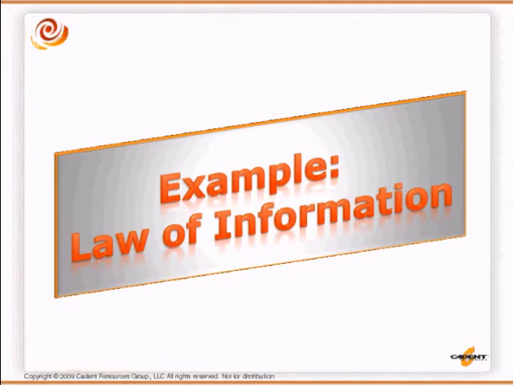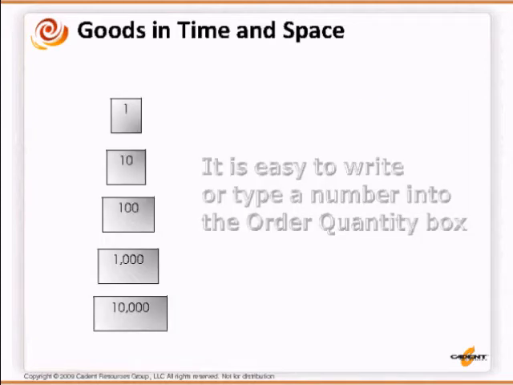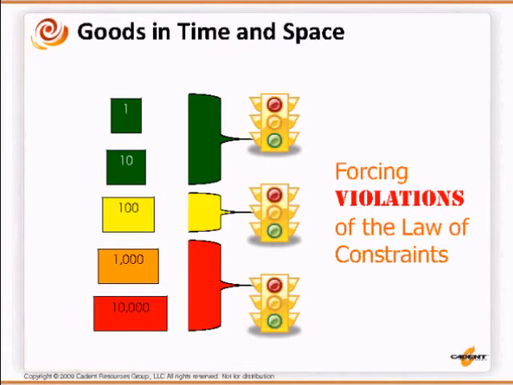How about the law of information? Let's take a look at that. What do we mean by this law? What's an example? Well, it's easy to write or type or enter a number into an order quantity form or box or page on a computer. I can enter one as easily as I can enter a million. So you can see that we can enter 1, 10, 100, whatever number we want. That doesn't mean that you can necessarily deliver it, and this information will move very quickly through the entire supply chain and cause problems if you've entered the wrong numbers and don't do anything about it, or if you've violated how much your order quantities.